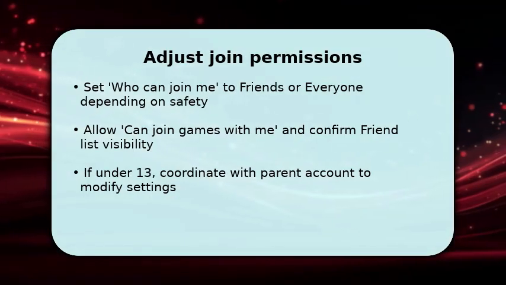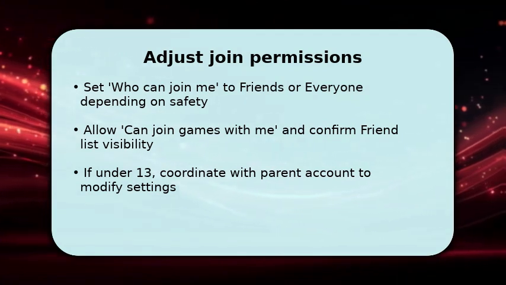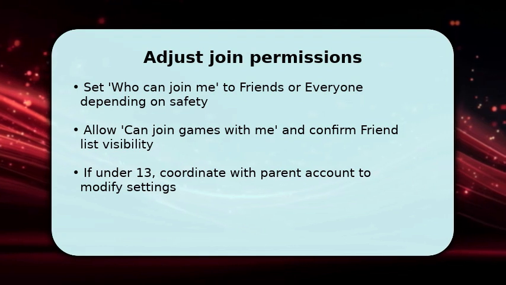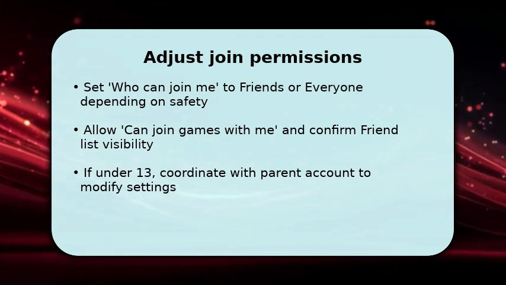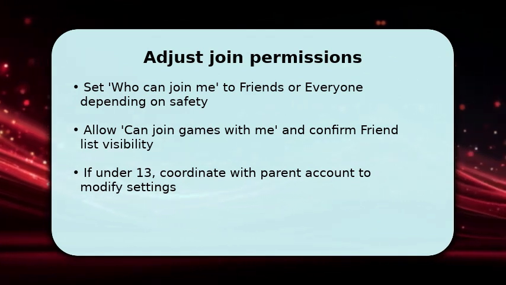Once in Privacy, find who can join me and pick friends or everyone. Choose friends to stay safer, everyone when you need open access. You should also enable any Can Join Games with Me toggles and check that your friend list visibility matches your choice. If people can't see you, they can't join.